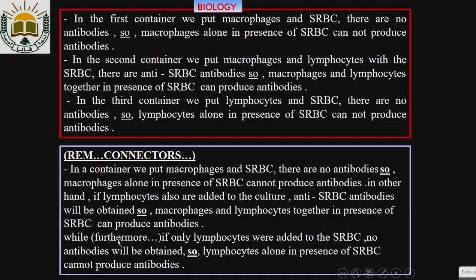While, furthermore, finally, it is a connector also. If only lymphocytes were added to SRBC, no antibodies will be obtained. So lymphocytes alone in the presence of SRBC cannot produce antibodies.